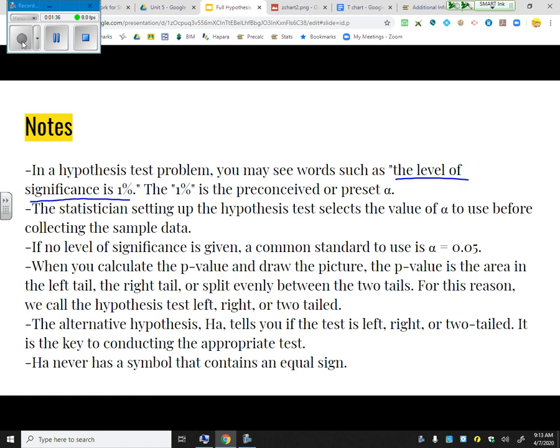Now, every once in a while, they don't give you a level of significance. And so what I would like to do is go to the common one. If they don't give me one, the common level of significance that you want to use is 5%, okay?